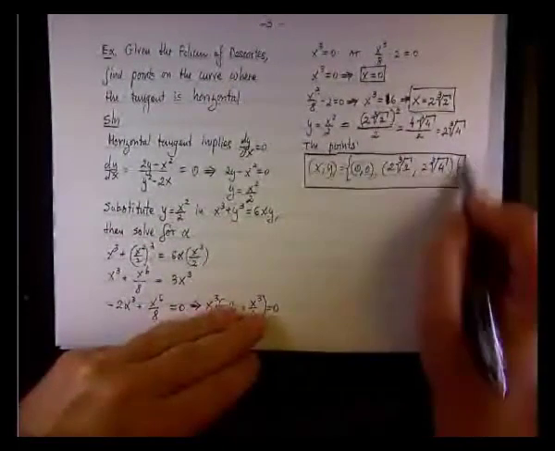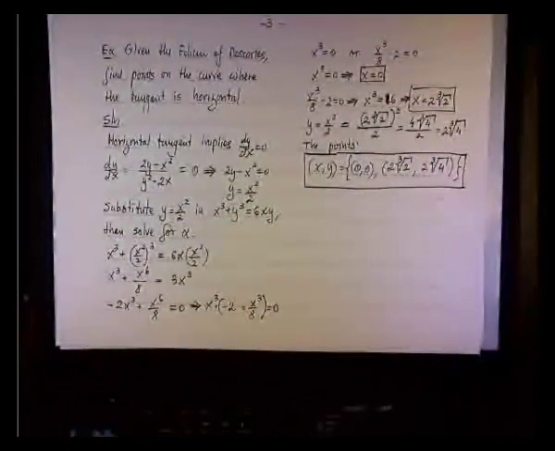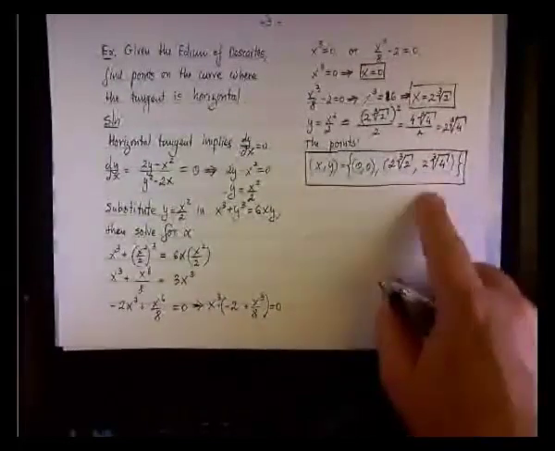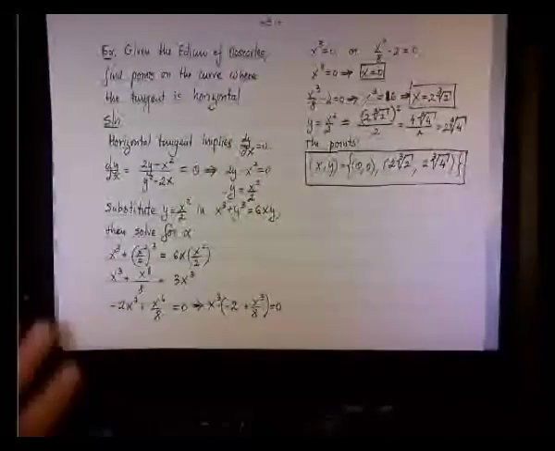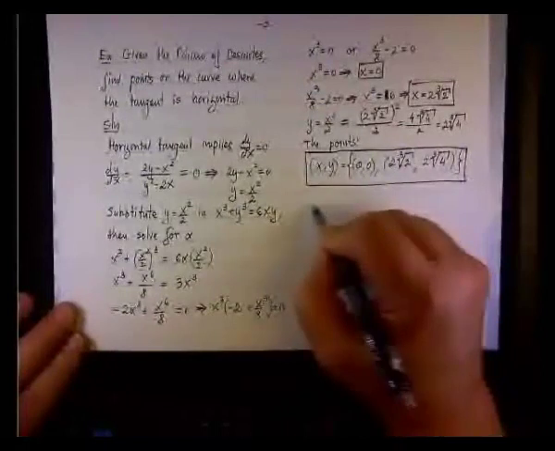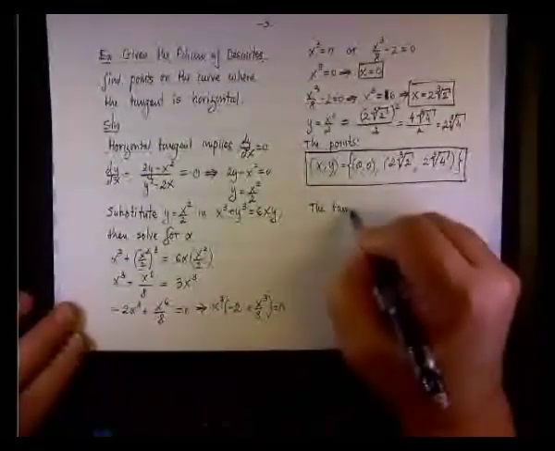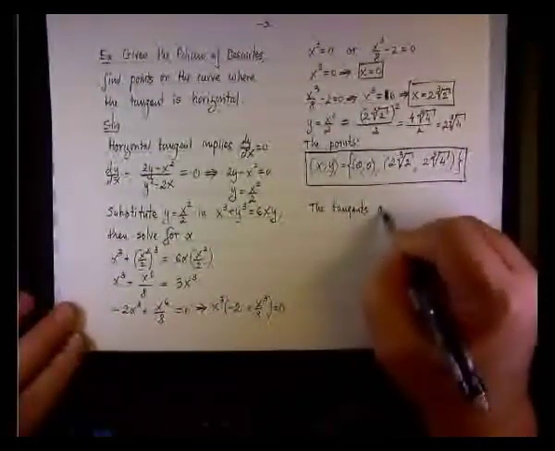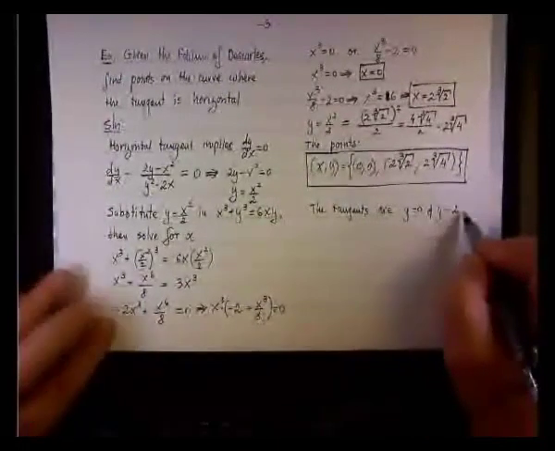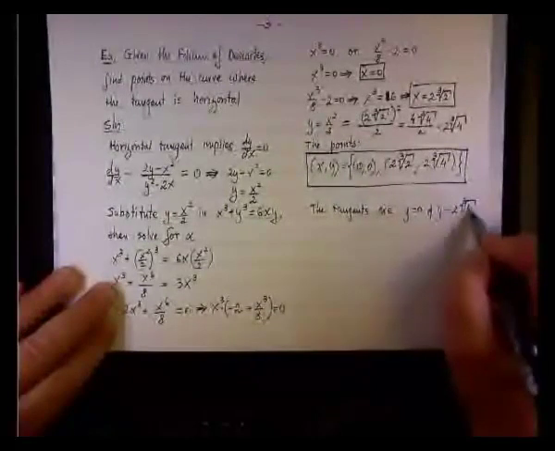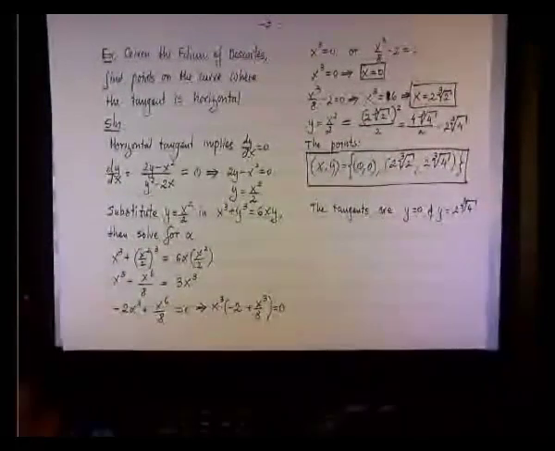What I strongly recommend is at home, go back to the graph that we just plotted for the folium and plot these points and see if indeed at these points the tangent is a horizontal line. The tangent will be, of course, y equals zero. So the tangents are y equals 0 and y equals 2 cube root of 4, in case you're wondering.